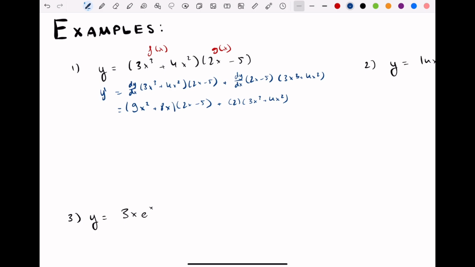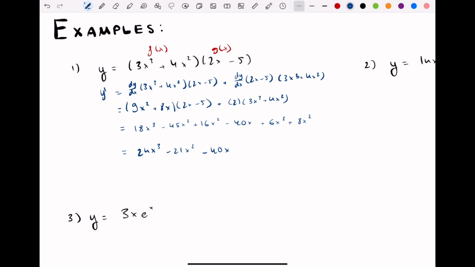Now you could go and simplify this. If we expand it, we would get 18x cubed minus 45x squared plus 16x squared minus 40x plus 6x cubed plus 8x squared, and then we collect the like terms to get our final answer, which is going to be 24x cubed minus 21x squared minus 40x.